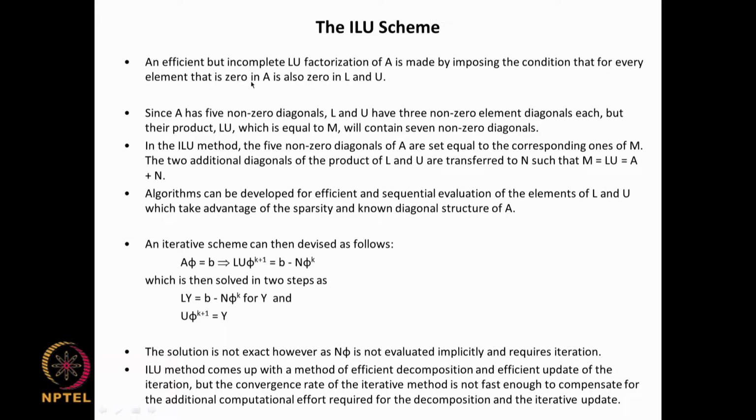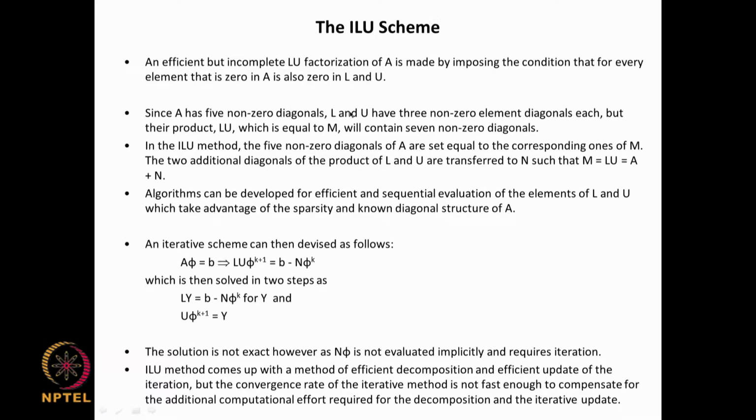Okay. So the idea of the ILU method is that we put the condition that for every element that is 0 in A, there is also a corresponding 0 in L and U, and since A has 5 non-zero diagonals, L and U also have 3 non-zero diagonals each. Okay. So these are conditions that we are putting on L and U. If we can impose these conditions and get a solution, then that is good. We can go through this method.